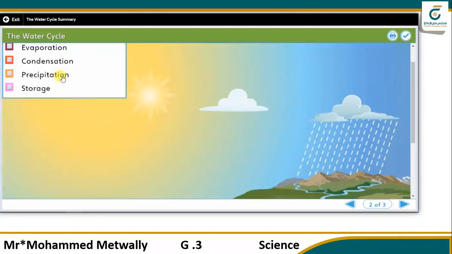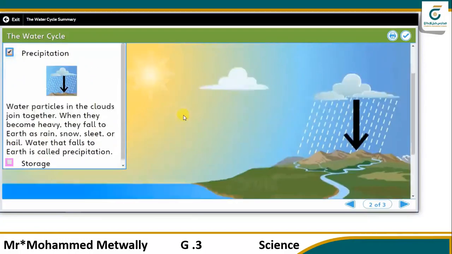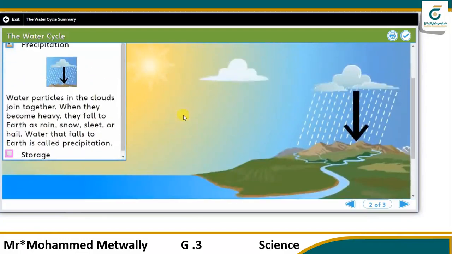Turning to another part, precipitation, which is represented by an arrow looking downward, down to the earth. Water particles in the clouds can join together. When they join together, they become heavy. They will fall because they are heavy. They need to be stable on the earth's ground. So they fall on the earth as rain, maybe in the form of snow, sleet, or hail. Water that falls to earth is called precipitation.